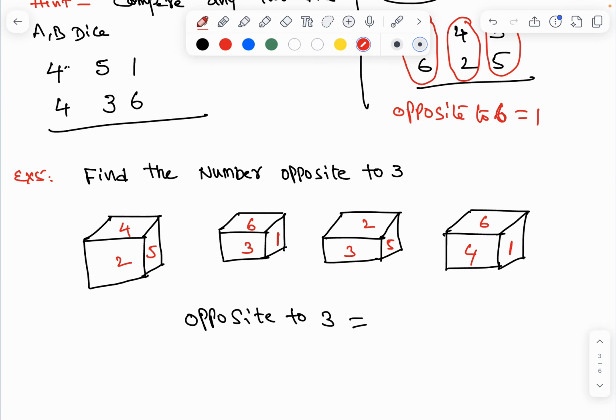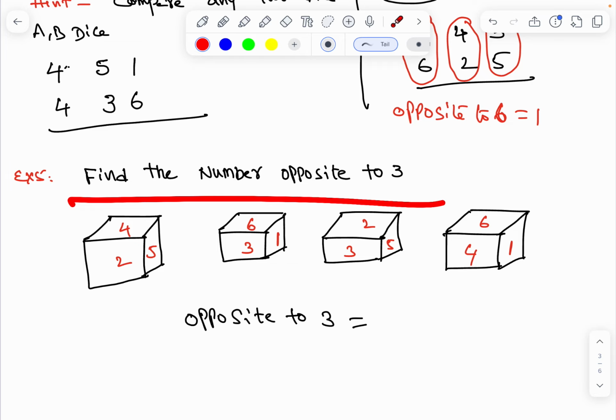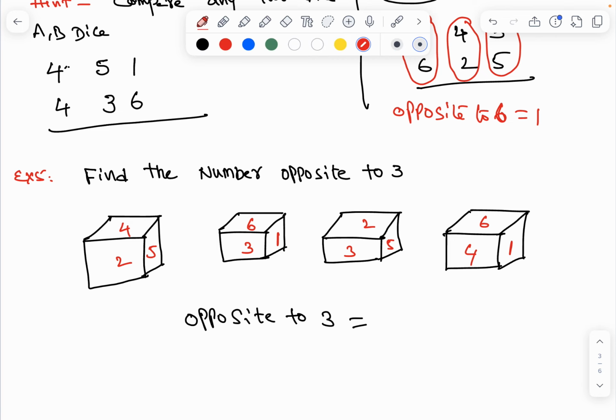Find the number opposite to 3. You can take any 2 diagrams, your wish. I am simply taking, first of all, I check how many numbers are common. This is A, this is B, this is C, this is D. I am selecting B and D.